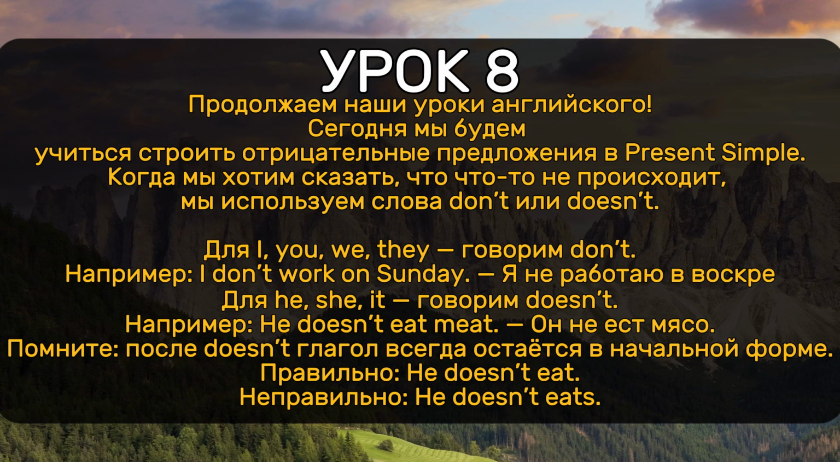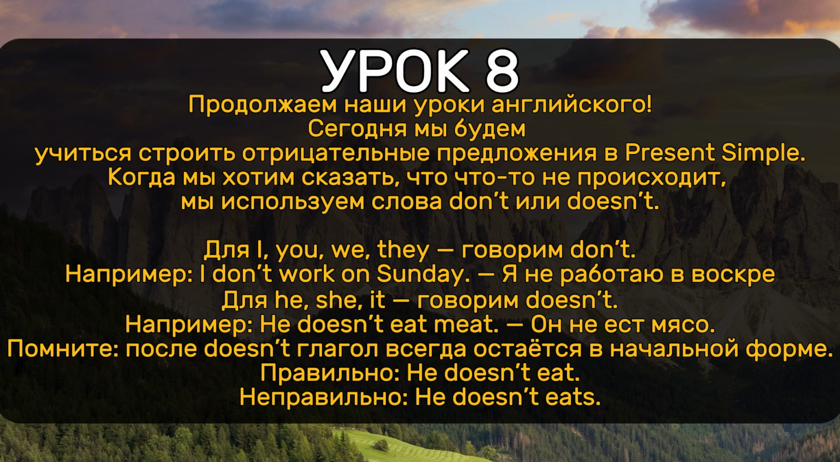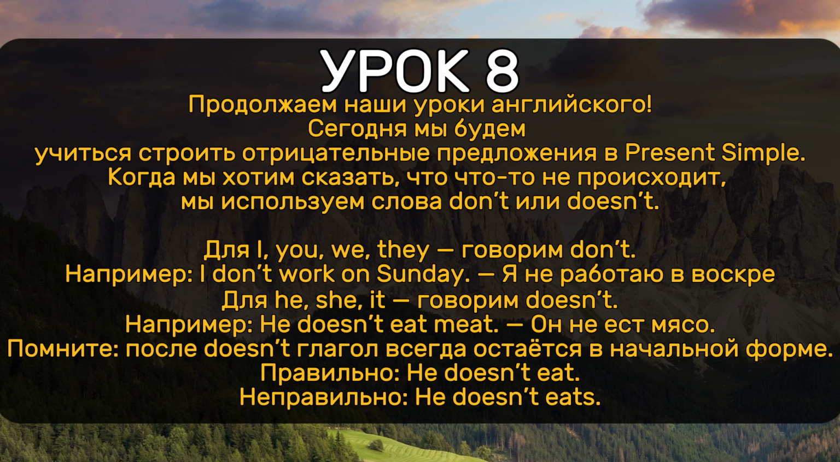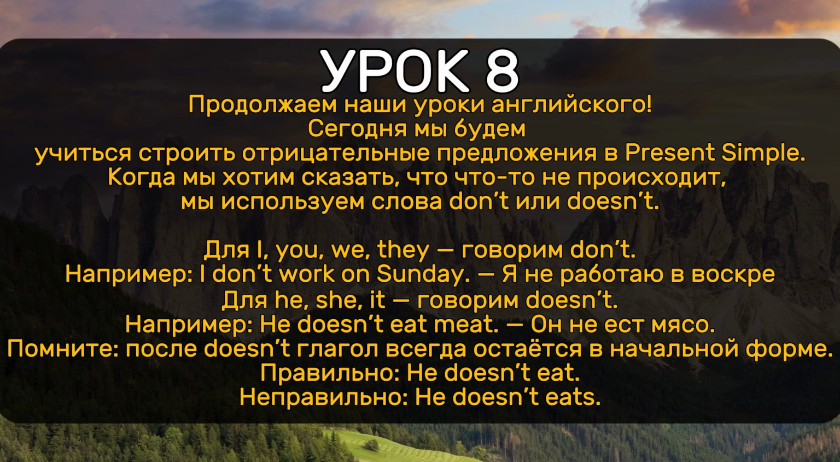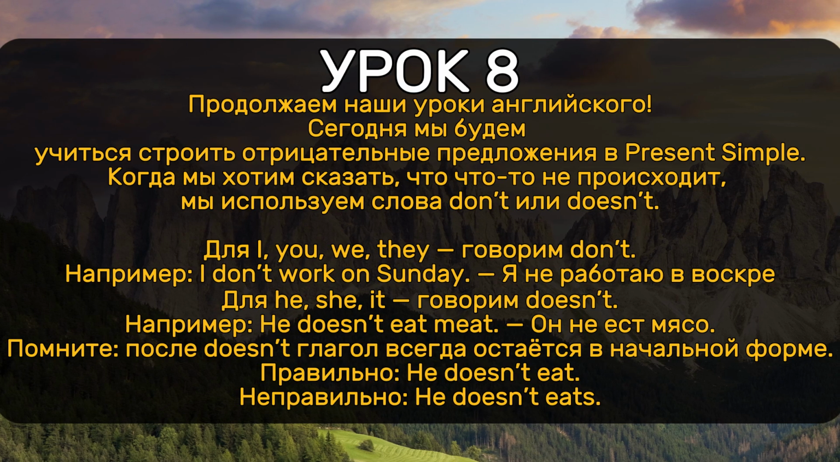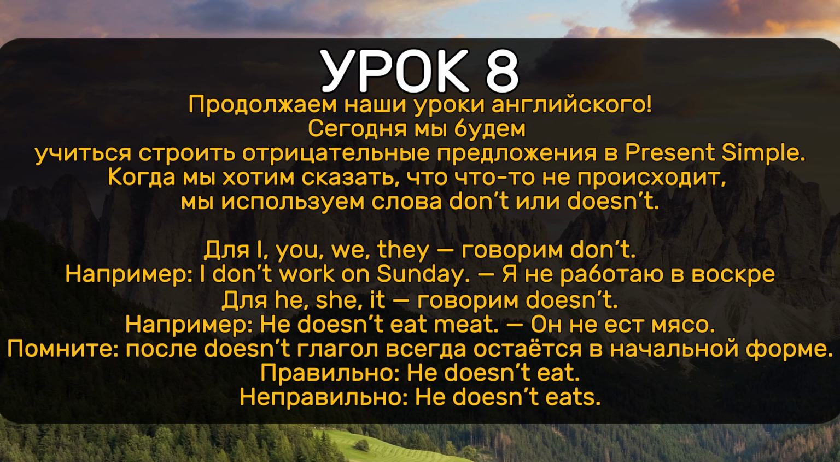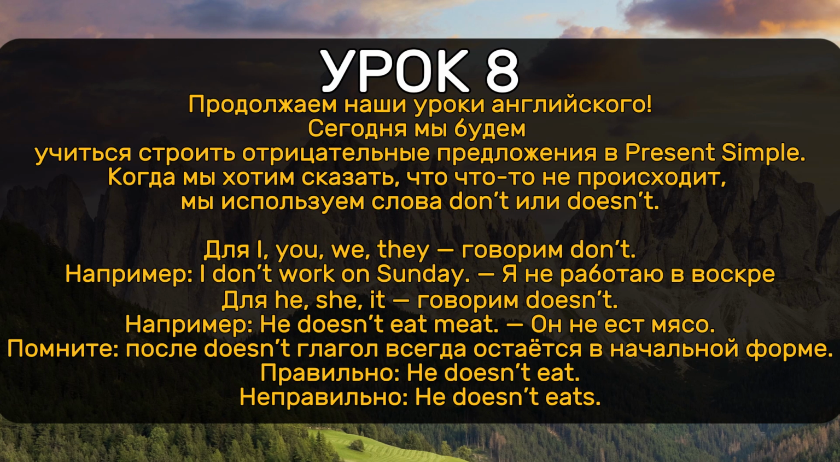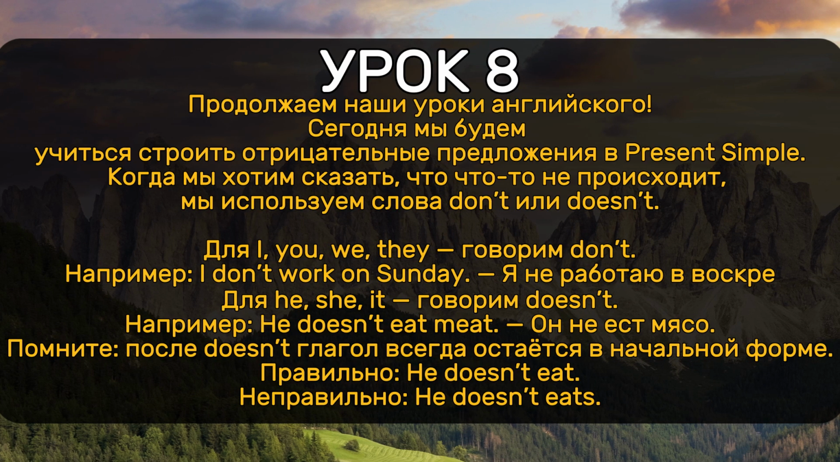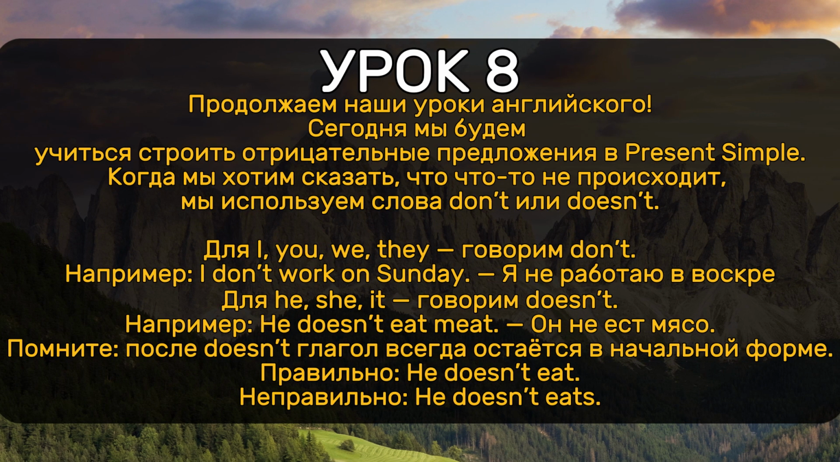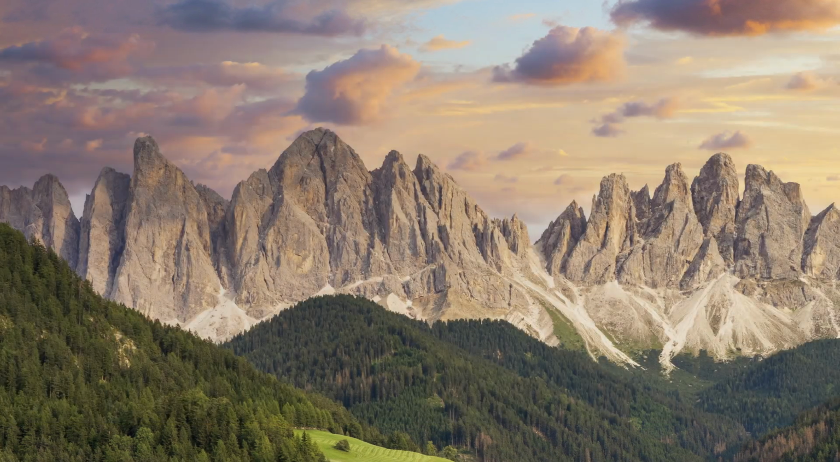Для he, she, it говорим doesn't. Например, he doesn't eat meat. Он не ест мясо. Помните, после doesn't глагол всегда остается в начальной форме. Правильно? He doesn't eat. Неправильно. He doesn't eat. Теперь давайте перейдем к практике и попробуем вместе.